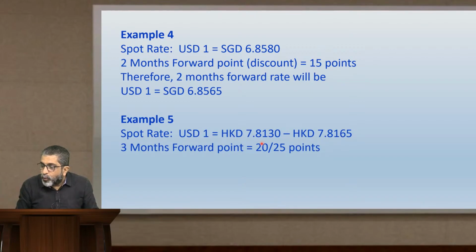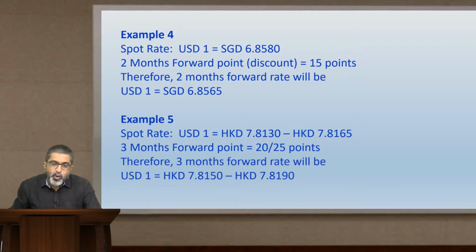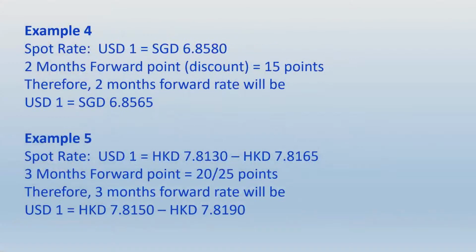That is why when the numerator is less and the denominator is greater, you will always consider this as a case of premium. And that is why over here 3 months forward rate will be USD1 equals to HKD 7.8150 to HKD 7.8190. So I'm sure you have understood this very well. Quickly take the screenshot of these examples and then I'll give you one final example to conclude this whole thing.